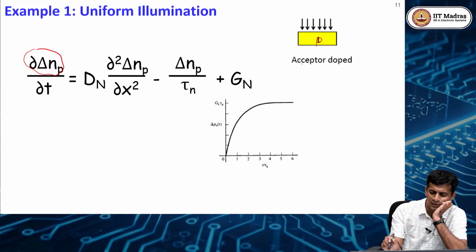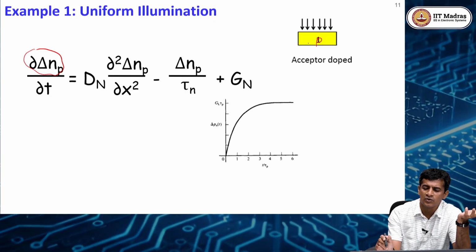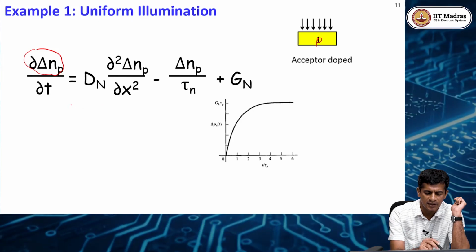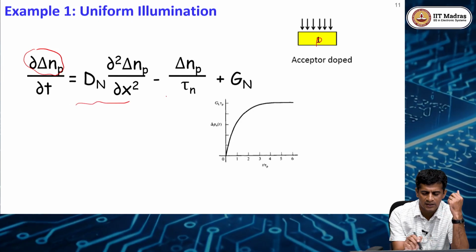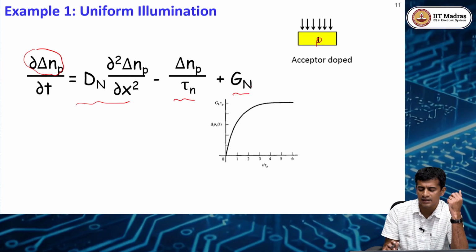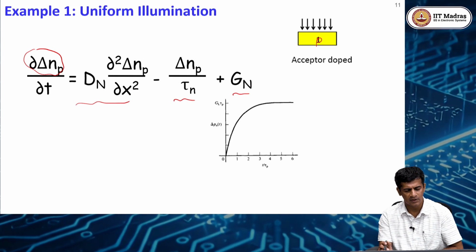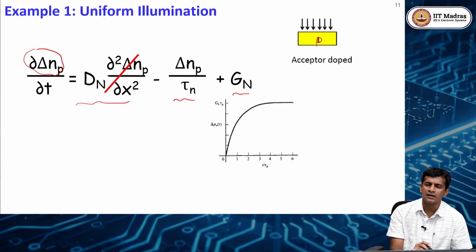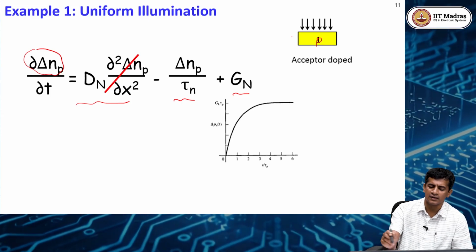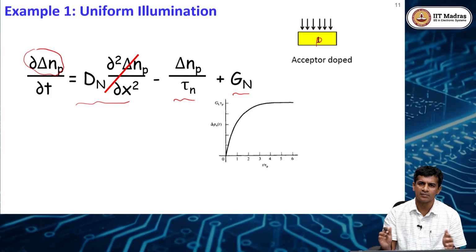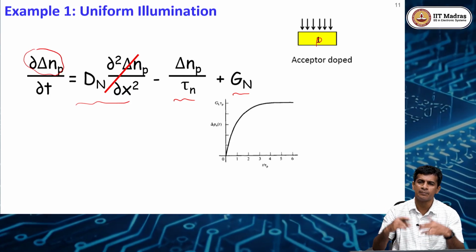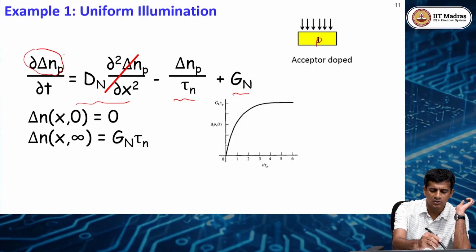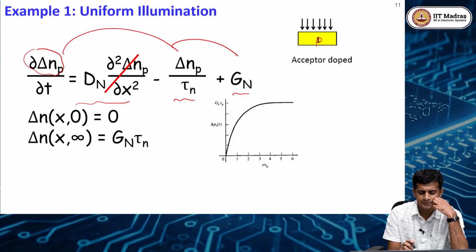So there is no internal electric field because this is a uniformly doped semiconductor and we are not applying any external field. So there is no electric field term here. This is a diffusion term, this is a recombination term, this is a net generation term. If you try to solve this, you can neglect this term. Why? Because it is uniformly doped everywhere, so there cannot be any concentration gradient, because every point of the semiconductor is being illuminated. So you have only these terms.